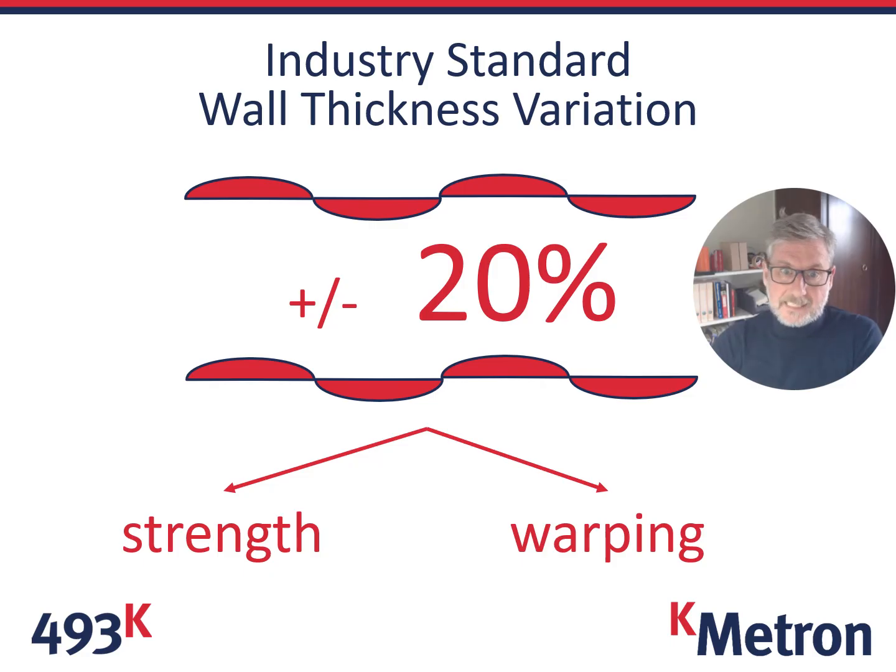What this means is if you have a part that has been designed for mechanical strength, let's say at 10 millimeters thick, it is quite acceptable to have parts of that moulding as high as 12 and parts of that moulding as low as 8 millimeters. And that, I would say, is conservative in many parts within the industry.